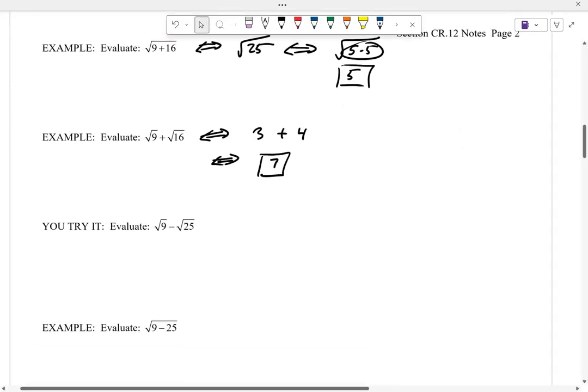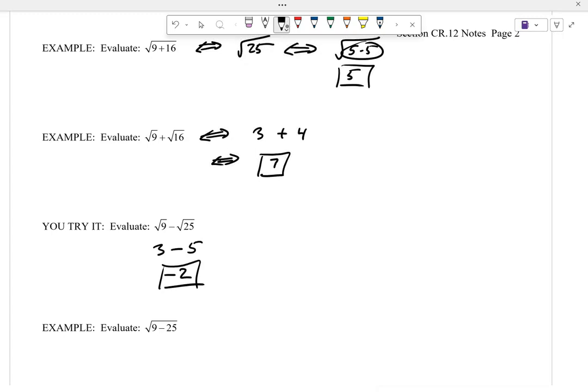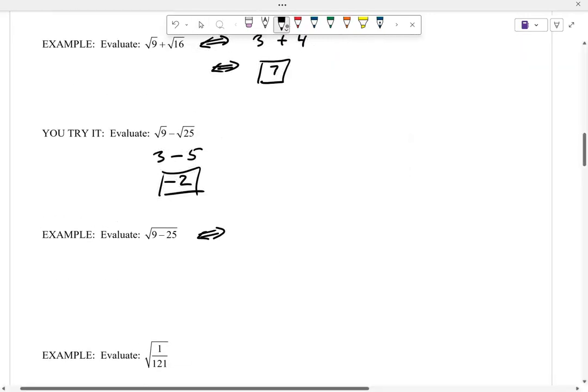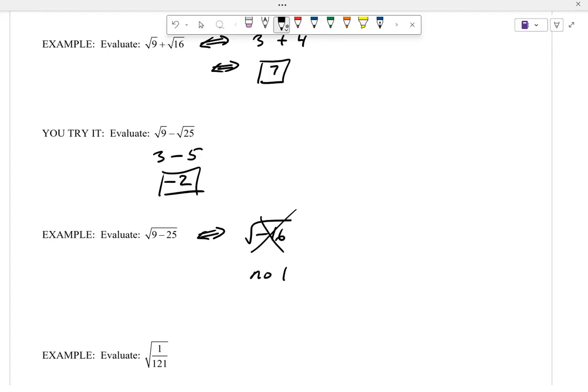Next you try a problem, if you want to pause the video. You get 3 minus the square root of 25, so we just get negative 2 on that. Next one, we've got 9 minus 25, which is negative 16. I cannot have a square root, or an even root, of a negative number. So no real solution, meaning in the real numbers, no real solution.